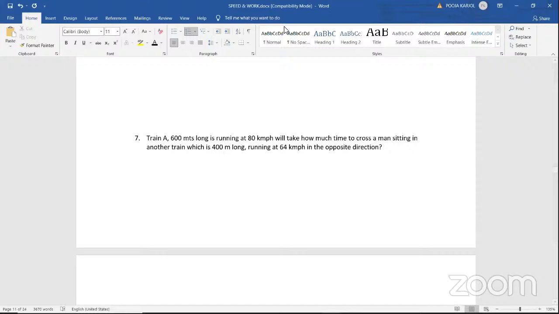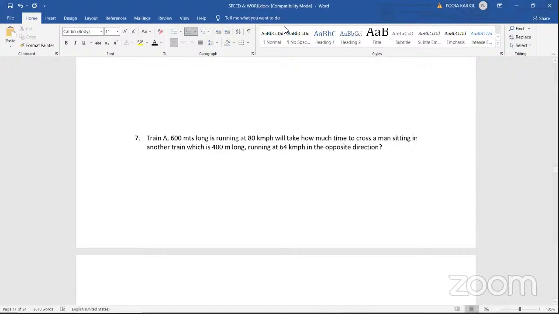Can you tell me how you solved it? Yeah, ma'am. Total length is 1000 meter. They are moving in opposite directions, so I added the speeds and converted into meter per second. Then after solving it, I got 40. So time equals distance by speed, 1000 by 40. 25 seconds. Okay.